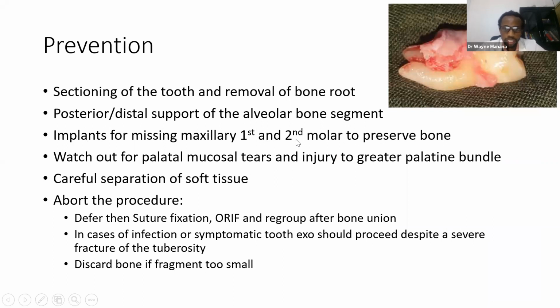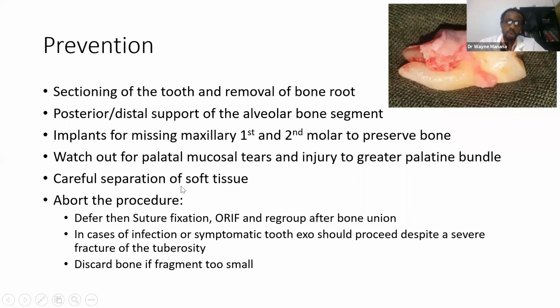If you lose your first or second molar, try to replace them immediately, because you never know later in life, you might end up with loss of bone, pneumatization of sinuses, and fracture of the maxillary tuberosity. Most of the times when the tuberosity breaks, the palatal mucosa is torn, and there can also be injury of the greater palatine vessels and nerves, and that will result in a big disaster of bleeding. The greater palatine is nicknamed the anaconda in third molar surgery.